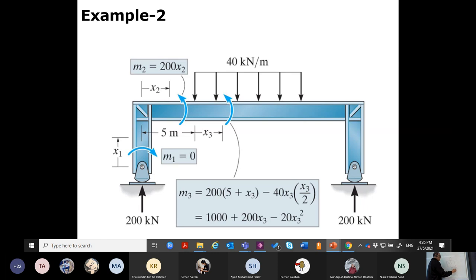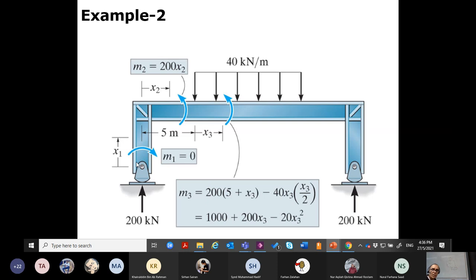So BY is equal to 4000 upon 20. So it is 200, right? So 200 kilonewton, right? So that we have calculated, 200 kilonewton, and 200 kilonewton, right? Because then summation of FX, so 400 minus 200 minus 200.